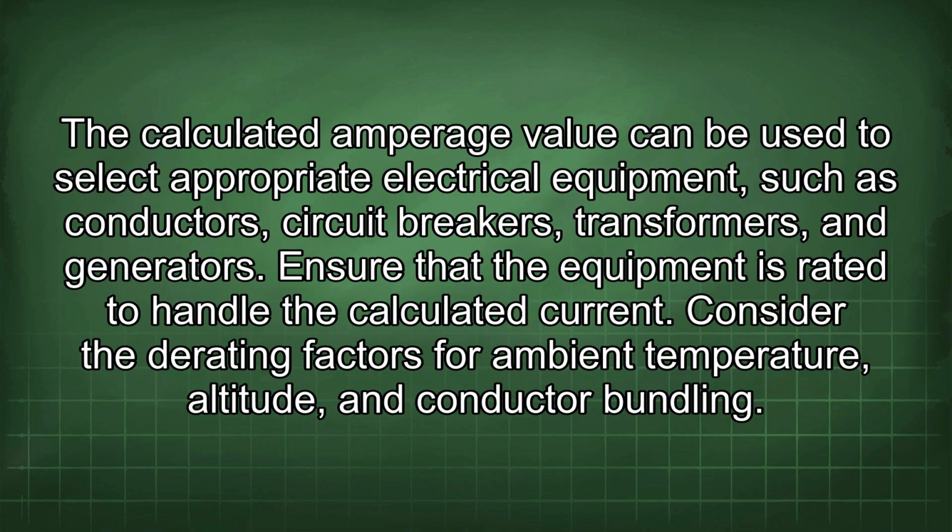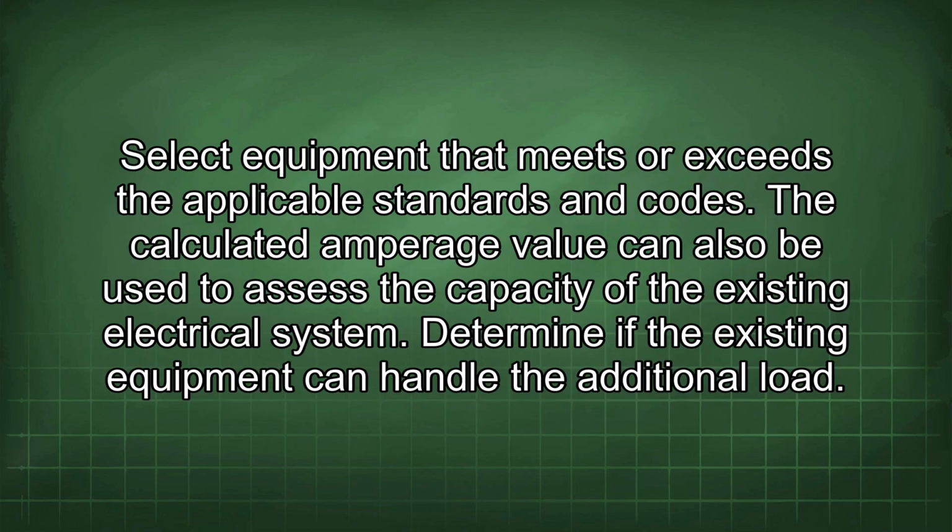The calculated amperage value can be used to select appropriate electrical equipment, such as conductors, circuit breakers, transformers, and generators. Ensure that the equipment is rated to handle the calculated current. Consider the derating factors for ambient temperature, altitude, and conductor bundling. Select equipment that meets or exceeds the applicable standards and codes.